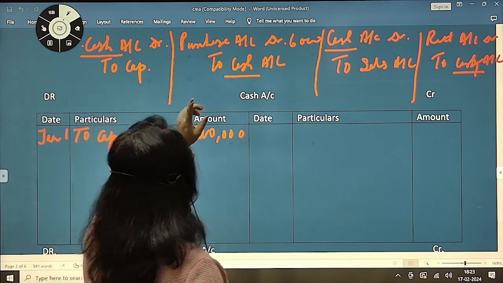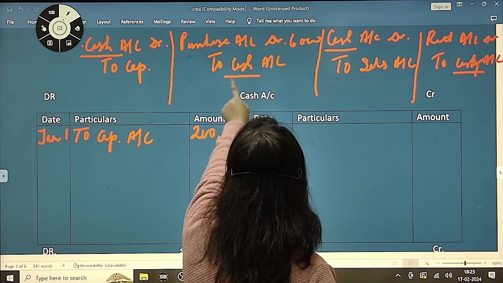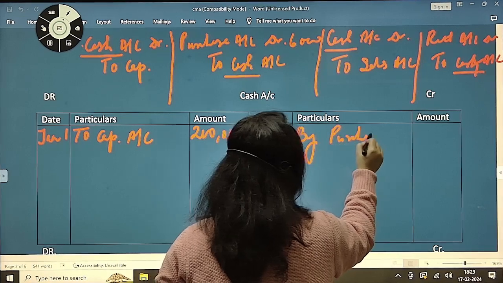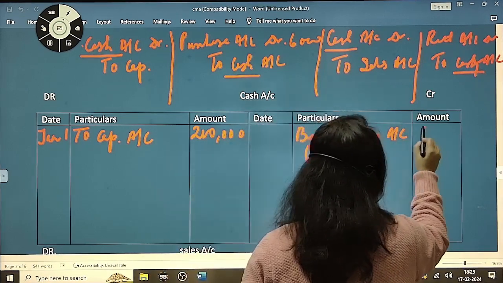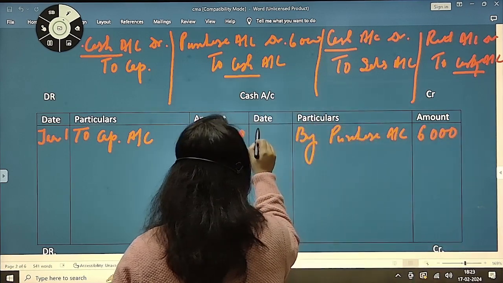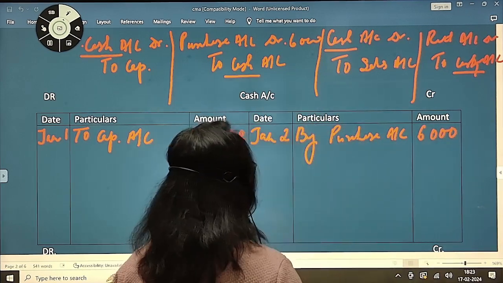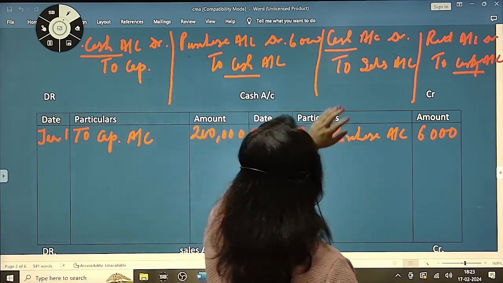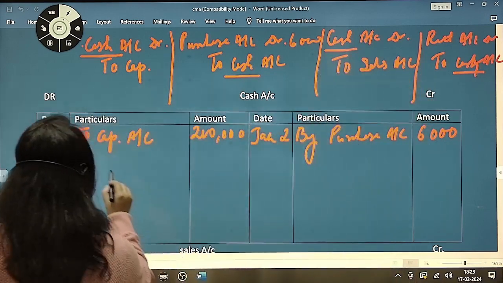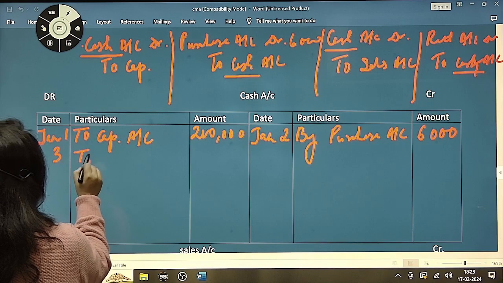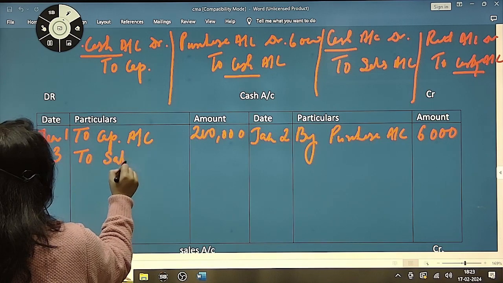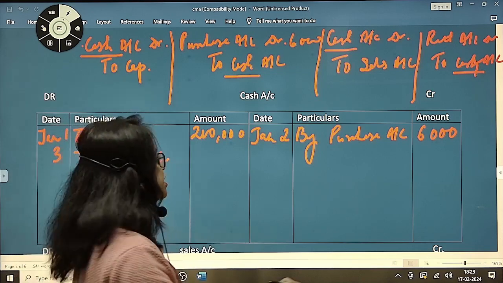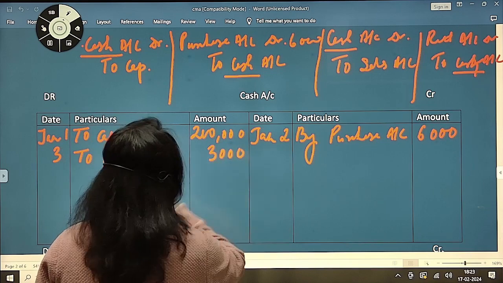Now next one is purchase account, debit to cash account. So here cash is credit. So we will write here by purchase account 6,000. So this is your January 2. Now next, third one is cash account, debit to sales account. So here cash is debit, so we will write here January 3 to sales account. What is the amount? 3,000.